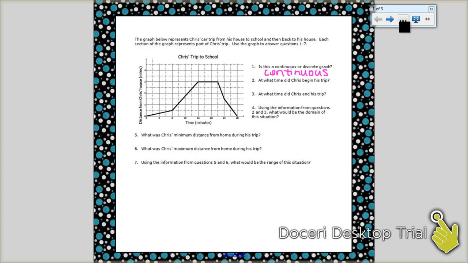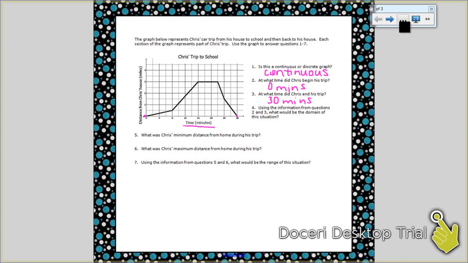And then the next question is, at what time did Chris begin his trip? Well, if you look at the graph, time is down here on the x-axis, and so I can see that he started his trip right here at 0, 0. So he began his trip at 0 minutes. And then he ended his trip, for question number 3, way over here at the end of the graph at 30 minutes.